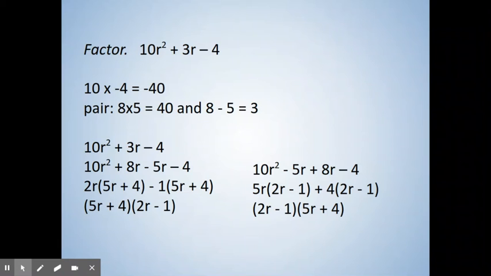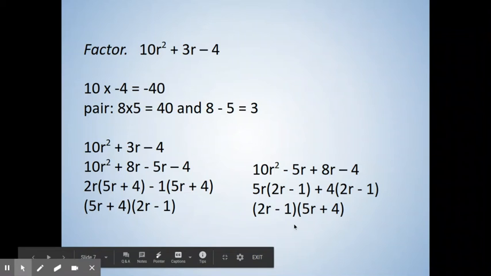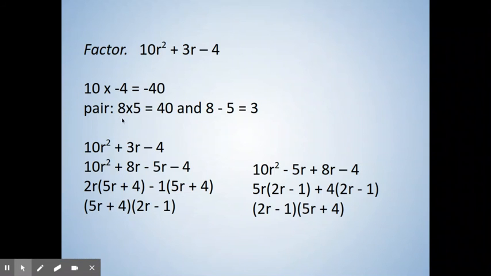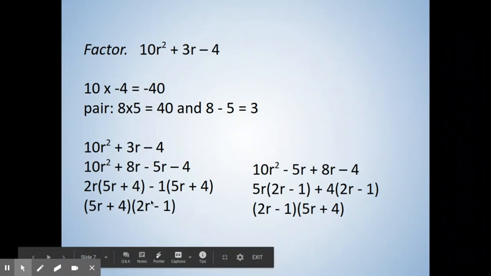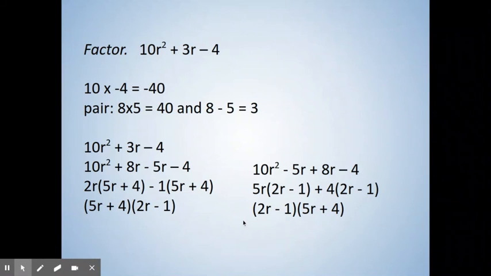No. If that's confusing looking at this, just think about numbers for a second. Is 8 times 5 the same thing as 5 times 8? Yeah. Multiplication order doesn't matter. So the same thing is true with these. It does not matter the order you put those binomials or the order you put those parentheses in. They mean the same thing.